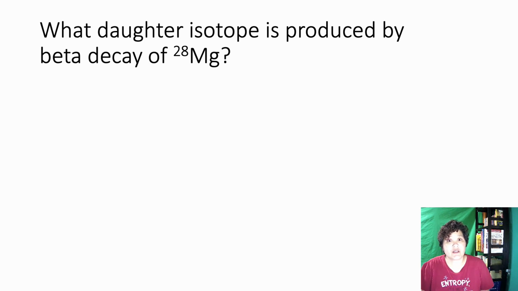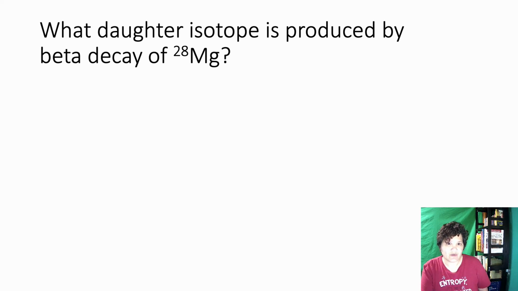So hopefully you remember how to balance a nuclear equation, because I'm going to quickly go through and show you 3 different types of commonly occurring radioactive decay. And all of these I talk about in my video on balancing nuclear equations. So if you need a quick review, I'll drop a link in the description. Here, we're going to start out by talking about beta decay. Okay, what daughter isotope is produced by beta decay of magnesium-28?